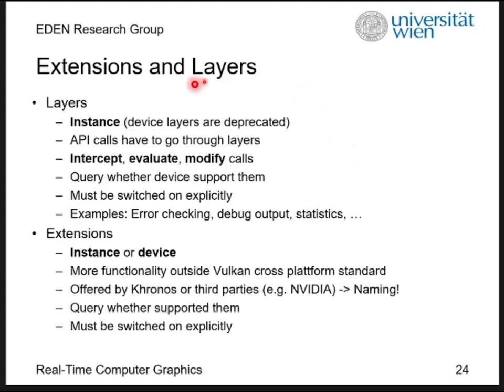A couple of important things to know. Vulkan comes with the idea of layers and extensions. These are really two key ideas of Vulkan. Layers are attached to an instance. They were previously, in specification 1.0, also possible for devices, but it turned out that really doesn't make much sense. There's no need for that. So that is actually deprecated, and instances now can have layers.